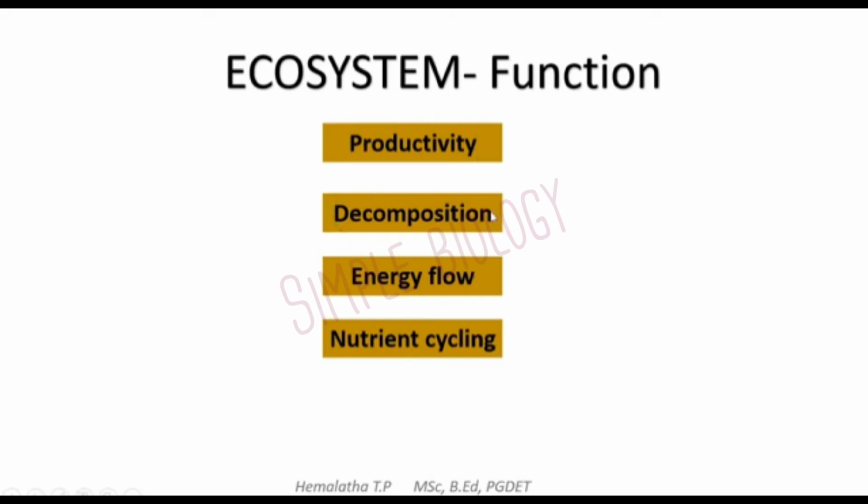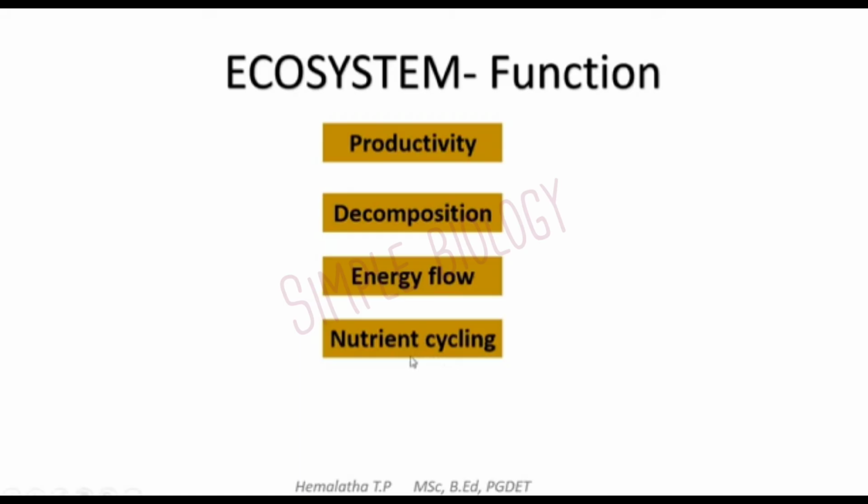Then in the system, the decomposition process also takes place. Whenever organisms die, they have to be removed from the place, and that process is done by the microorganisms. That process is called decomposition. So decomposition also takes place in the ecosystem. And then the energy that is produced cannot be kept in the same place for a long time. It has to travel from one place to another, and that flow of energy is called energy flow. So that energy flow also takes place in the ecosystem.